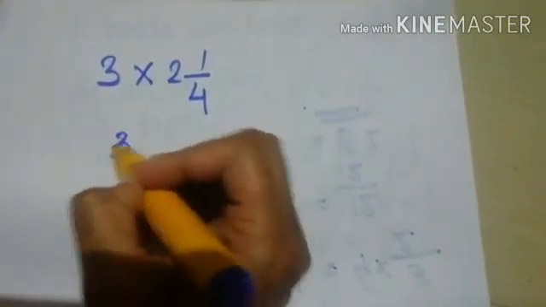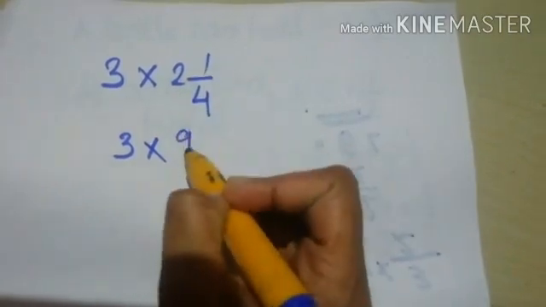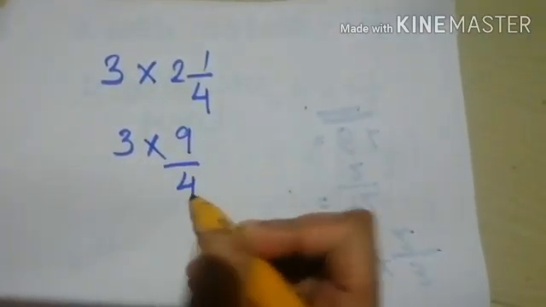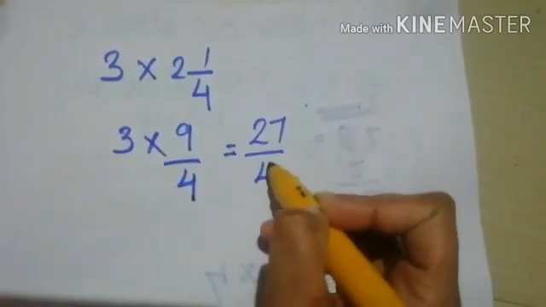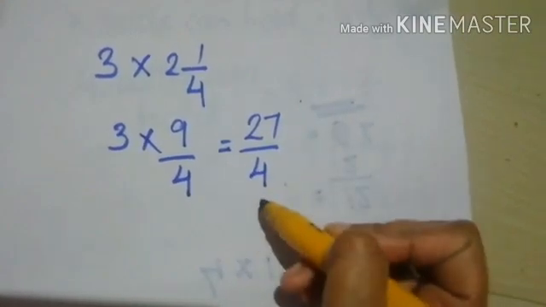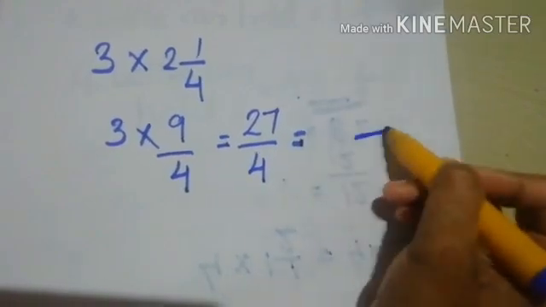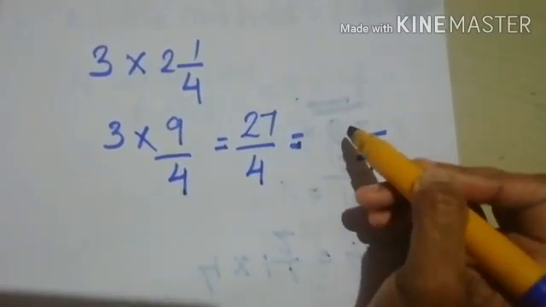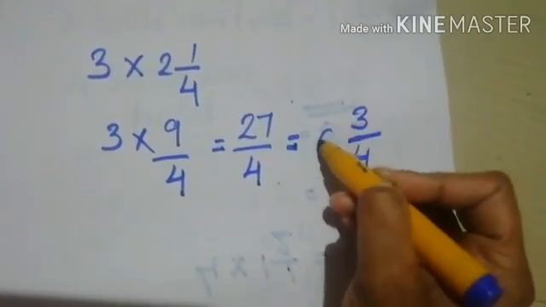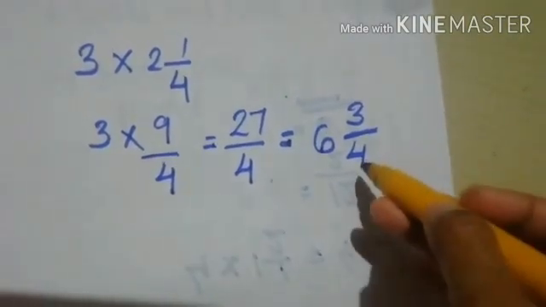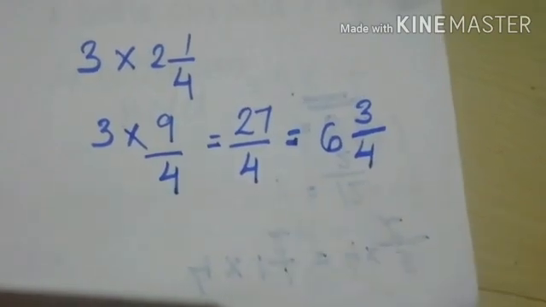Here I use the second method. 4 2s are 8. 8 plus 1, 9. 9 by 4, which is equal to 9 3s are 27 by 4. This is the fraction. Here we can convert the fraction into mixed fraction. Same denominator and the numerator part should be 3. The whole number 6. 6 4s are 24. 24 plus 3, 27. The fraction part.